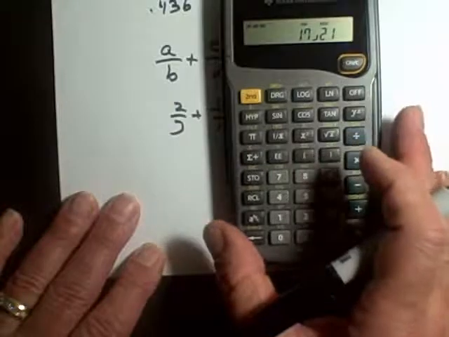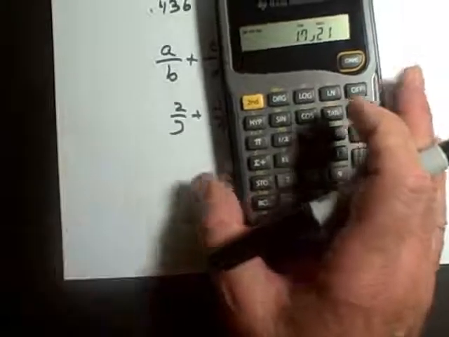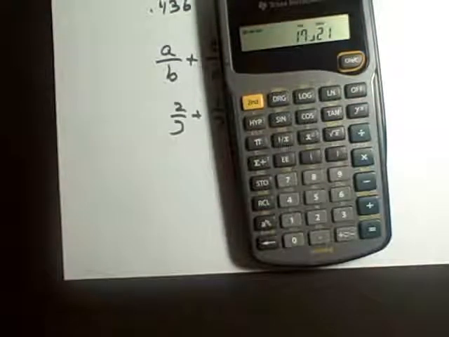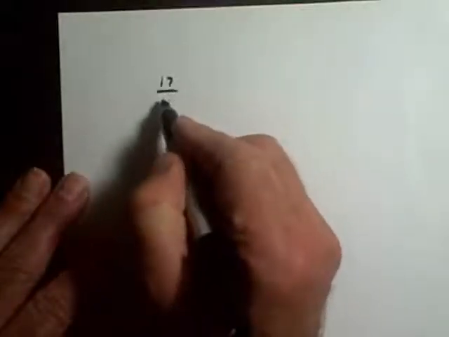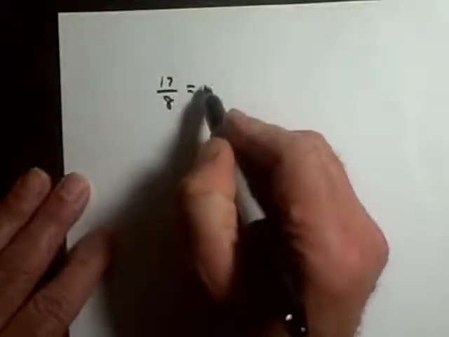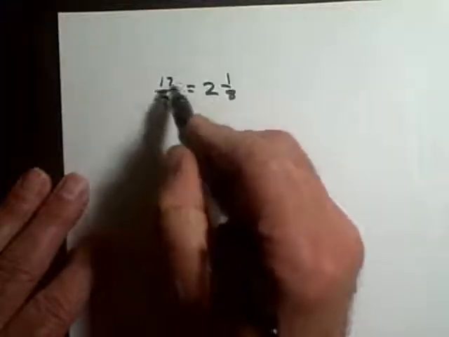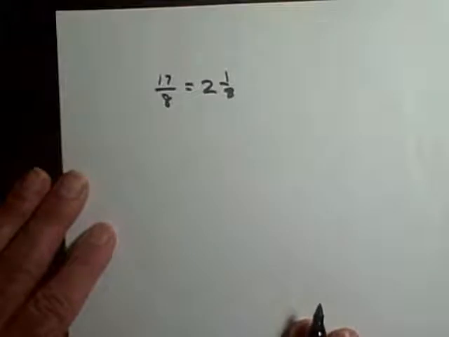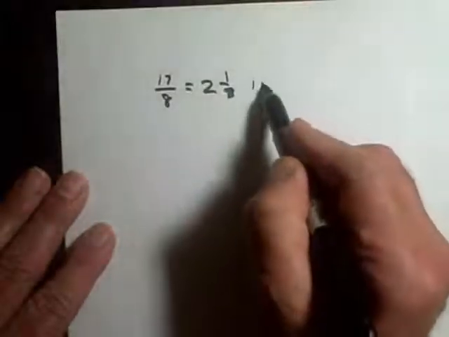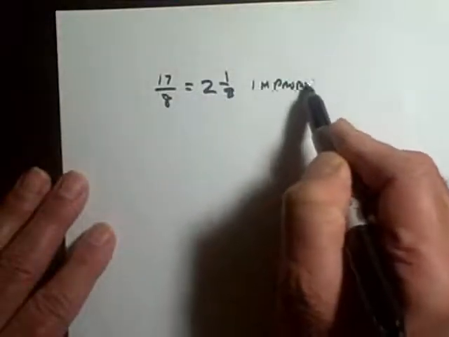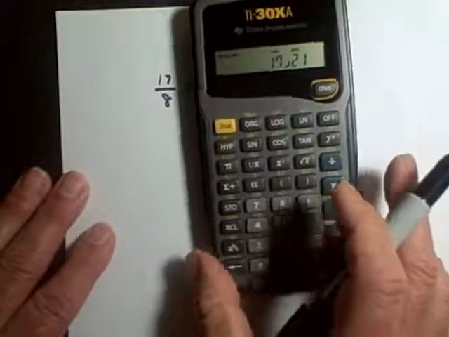Let me show you the next thing you need to know, because very quickly you're going to get fractions that are bigger than 1. For example, you can have an improper fraction such as 17/8, and that turns out to be 2 1/8 because 2 is 16/8. So this is called an improper fraction, and we can enter those into the calculator too.